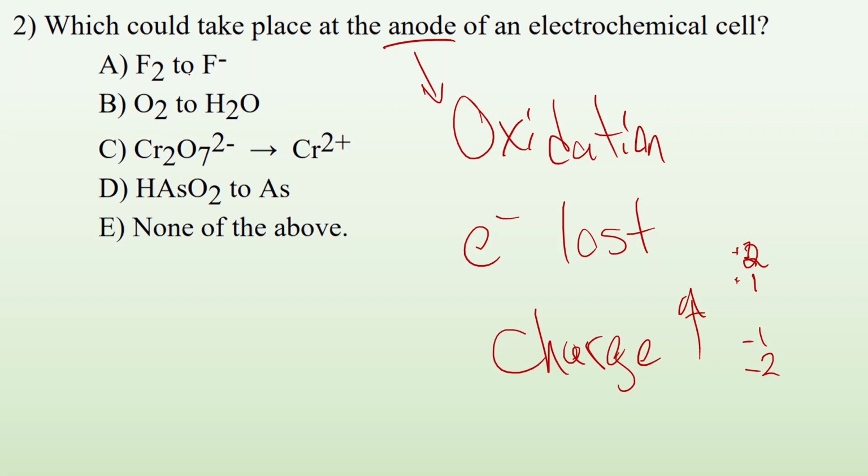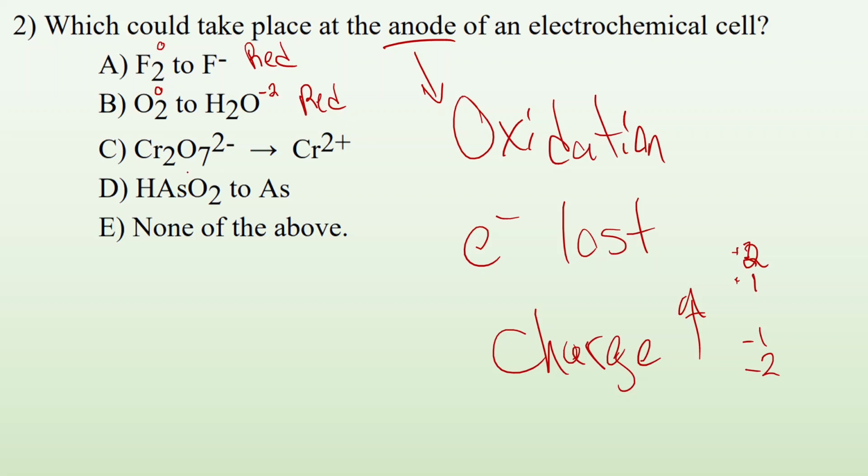Well, F2 starts with a charge of 0. If it's not listed, it's neutral. And then it goes to -1. So that's definitely a reduction. The charge was reduced. O2 to H2O. All right, well, oxygen, just an element by itself, is 0. Oxygen in this compound has a -2 charge, so that's also reduction.